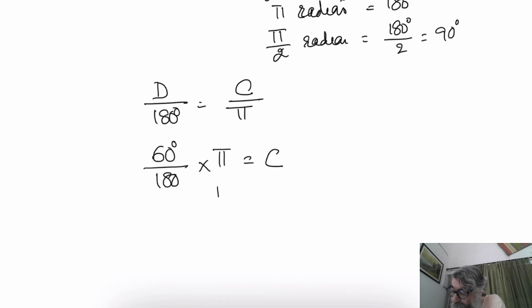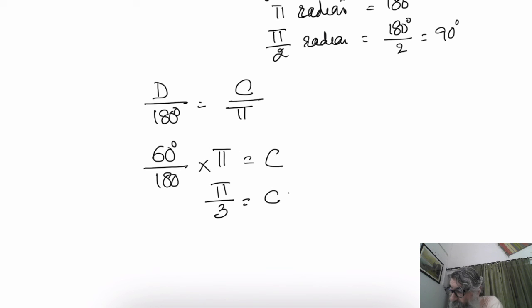It will become pi upon 3 radian. Again, this angle is in radian. Pi by 3 is equal to 60 degrees.